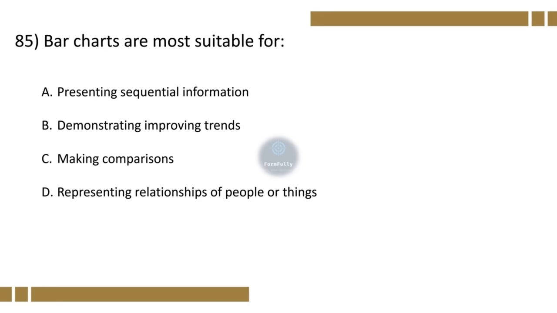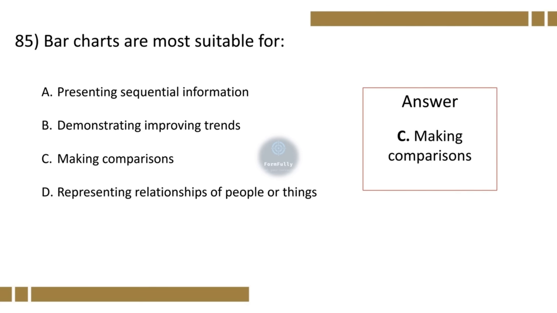Question 85. Bar charts are most suitable for option A, presenting sequential information. B, demonstrating improving trends. C, making comparisons. D, representing relationships of people or things. And the correct option is C.